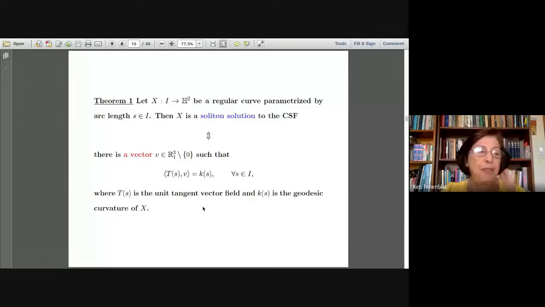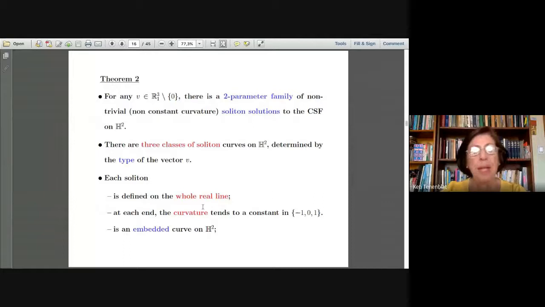Now, the second theorem tells you that for any given non-zero vector of the Minkowski space, there is a two-parameter family of non-trivial soliton solutions to the curve shortening flow on the hyperbolic plane. In this case, what we are calling non-trivial are just non-constant curvature. A particular case of those trivial ones are the geodesics, and we will see later why they are trivial, the ones that have constant geodesic curvature.